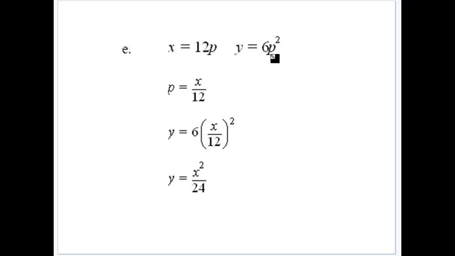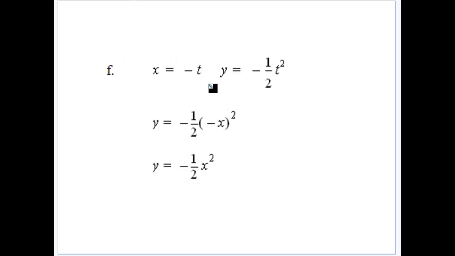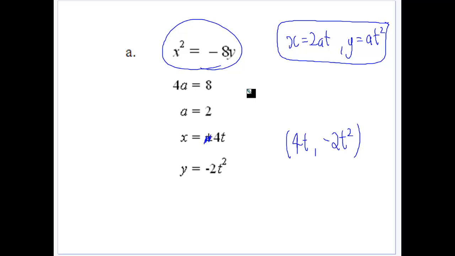12p, 6p. Doesn't matter what variable, if it's in the same variable, then we can get it back in terms of x and y. So it's all that manipulation that we're looking at here. Minus t, minus a half t, so x is equal to minus t, or t would equal minus x. So that's where we're subbing in minus x, squaring it, minus a half x squared is our parabola. So x squared is equal to, and then we're going back again this way.